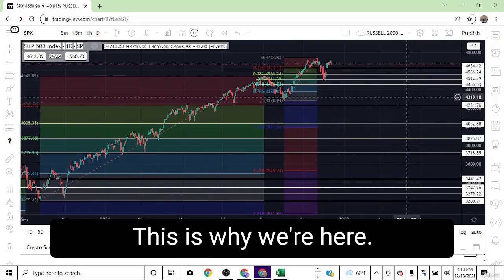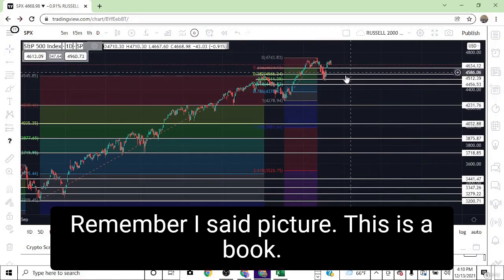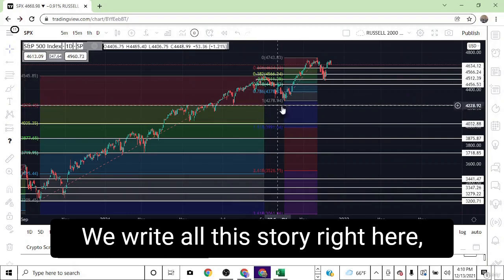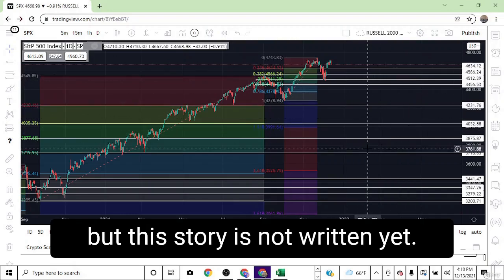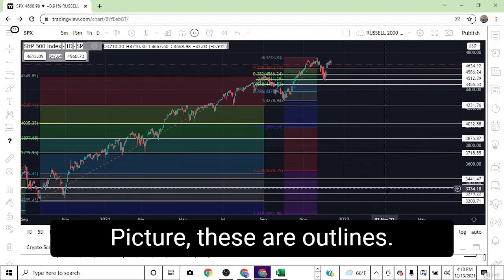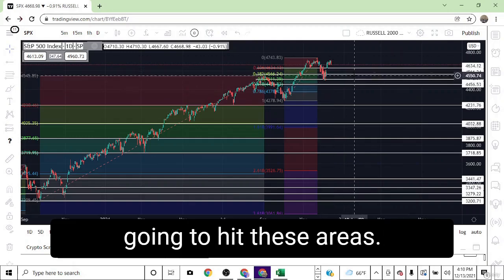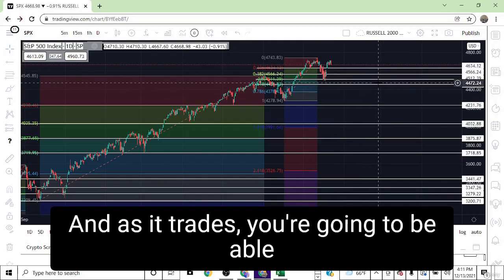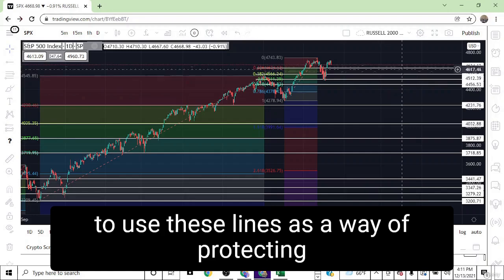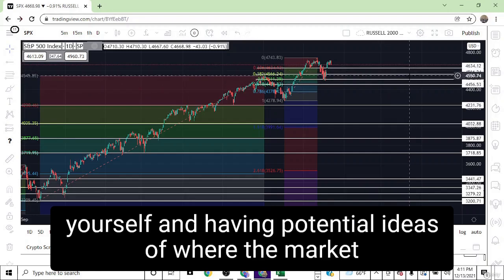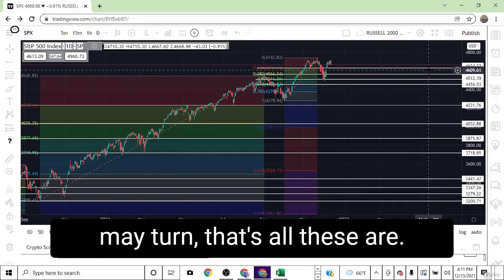This is why we're here. Remember I said, picture this as a book. We write all this story right here, but this story is not written yet. Picture these as outlines. You're imagining that this market is going to hit these areas, and as it trades, you're going to be able to use these lines as a way of protecting yourself and having potential ideas of where the market may turn. That's all these are.